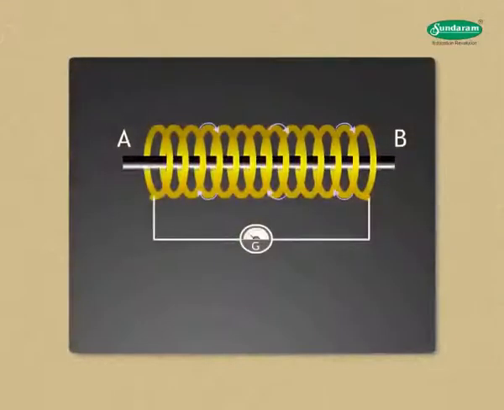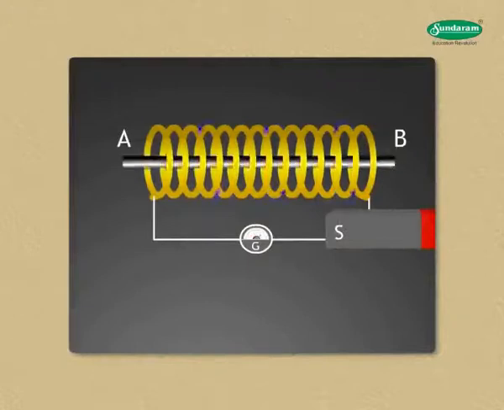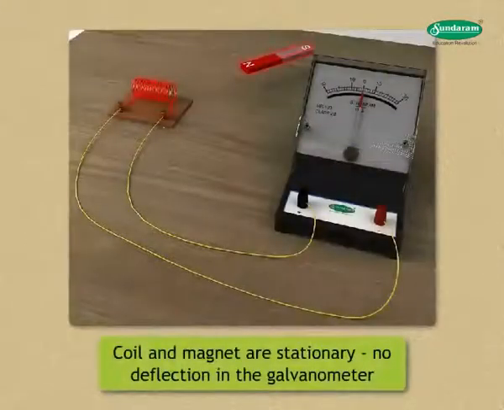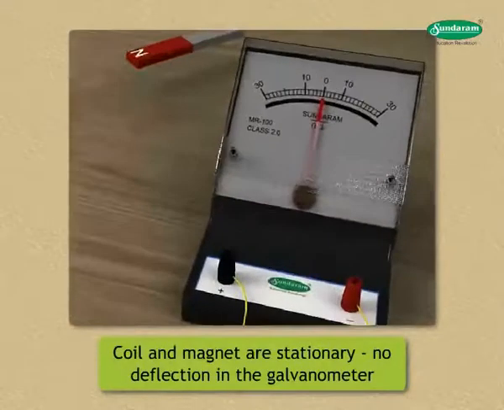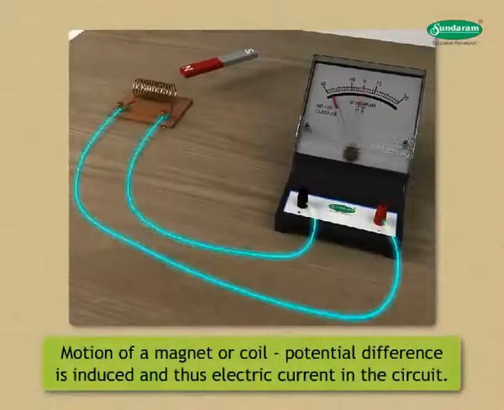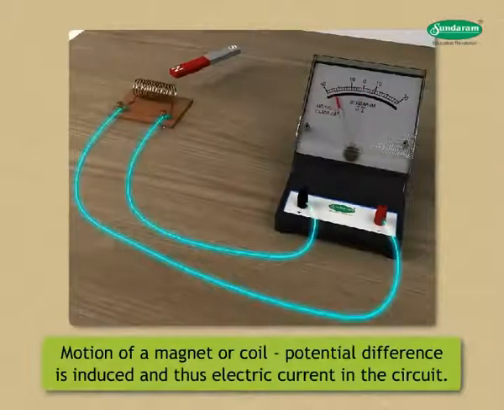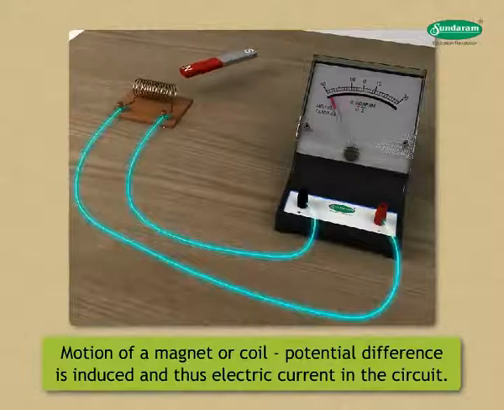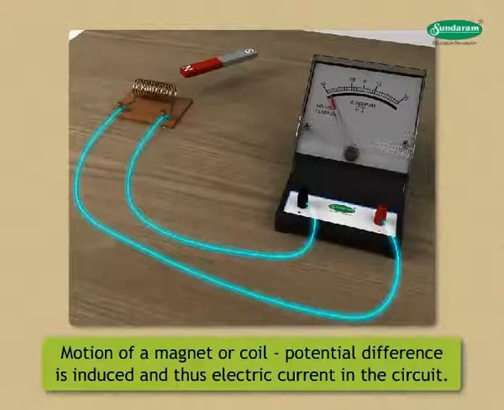Here, if you had moved south pole of the magnet towards end B of the coil, the deflection would be opposite to the previous case. If both coil and magnet are stationary, there is no deflection in the galvanometer. Thus, with the motion of a magnet with respect to the coil, or if coil is moved with respect to the magnet, potential difference is induced, which sets up an induced electric current in the circuit.